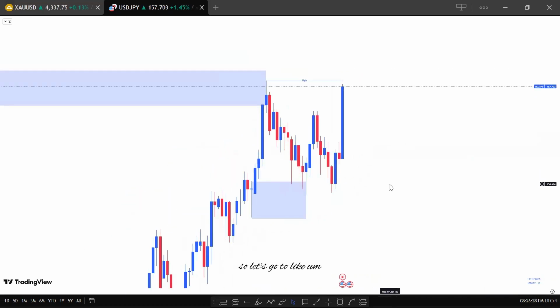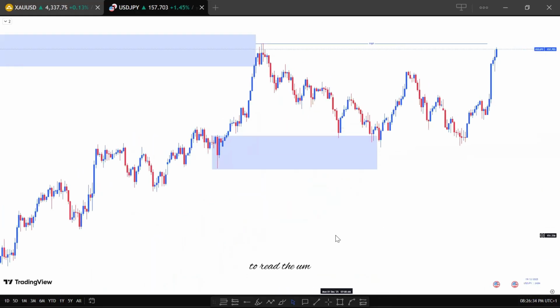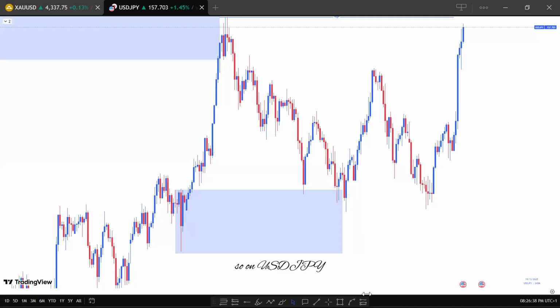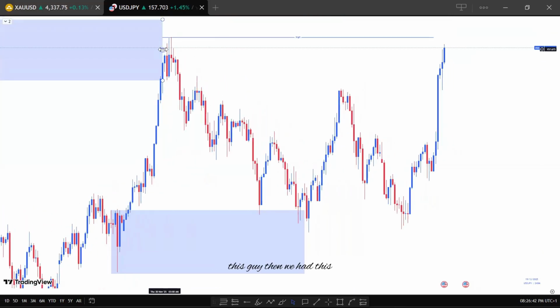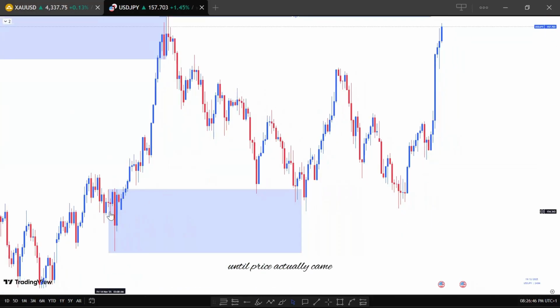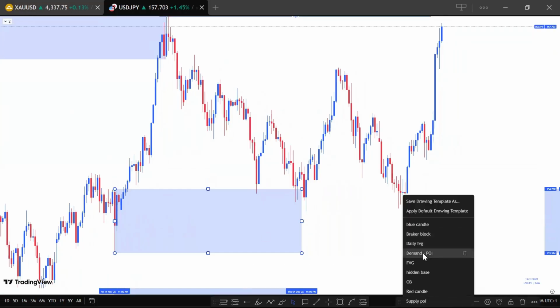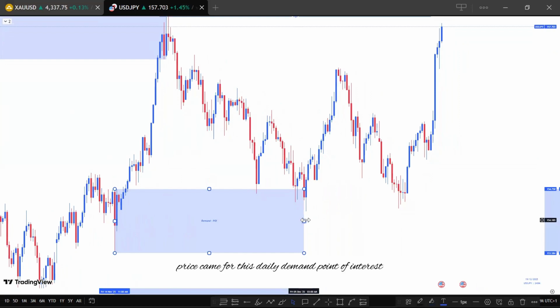So let's go to the 4-hour time frame to read price action, to read the data we have. All right, on USDJPY, immediately price taps into this, then we had sells to the downside until price came for this daily demand point of interest. Immediately price came for this daily demand point of interest.